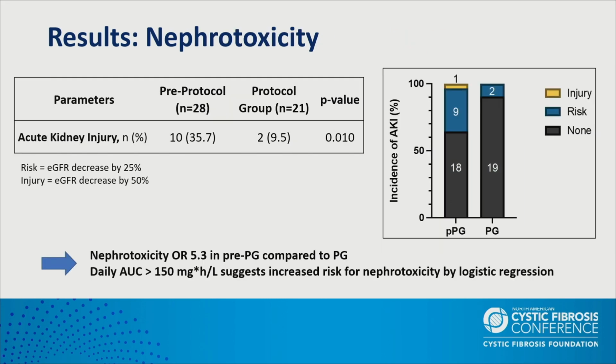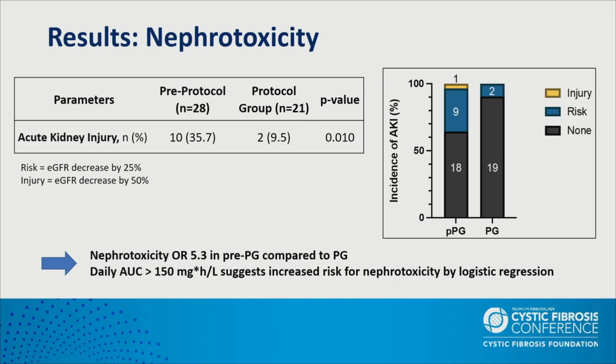And then to look at nephrotoxicity, in the chart on the right, what you are seeing is the proportion of patients experiencing AKI. We saw a significantly higher proportion of patients in our pre-protocol group experiencing AKI defined by the PEDS rifle criteria for both risk and injury. About 10 patients in the pre-protocol group experienced risk or injury versus only 2 in our protocol group.